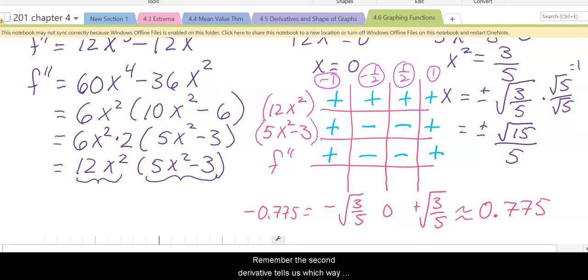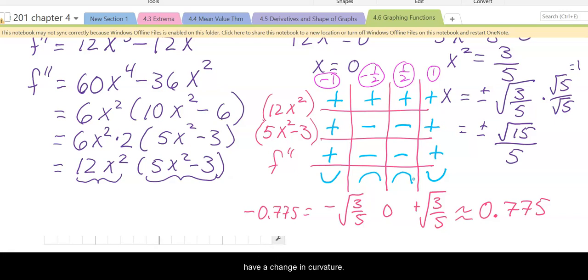Remember, the second derivative tells us which way the curve is bending. It's concavity. Since this is positive, that tells me it's concave up like a cup when it is positive. Where the second derivative is negative, it is concave down like a frown. In this case, an inflection point can only occur at a place where we have a change in curvature. That is, when it goes from positive to negative or negative to positive.